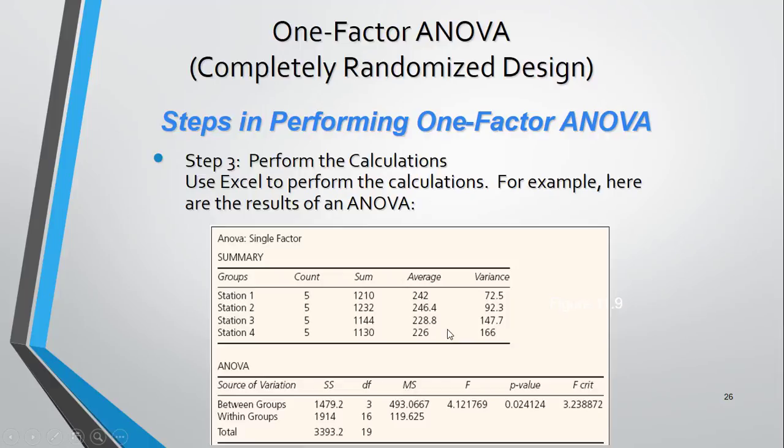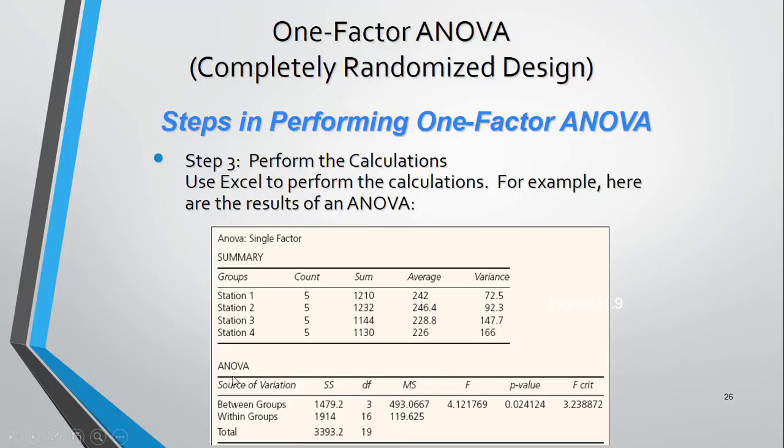And this is a result from the Excel ANOVA analysis. For example, here we're comparing stations 1, 2, 3, 4, four groups, four stations. Each has 5 observations. This is their sum, this is the average, and this is their variances. Look at the numbers: 242, 246, 228, 226. Are they different or are they similar? We just find out.